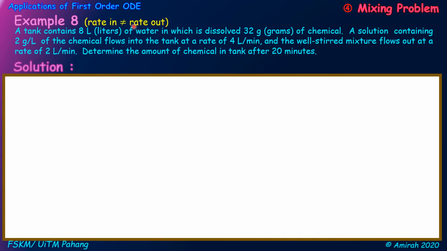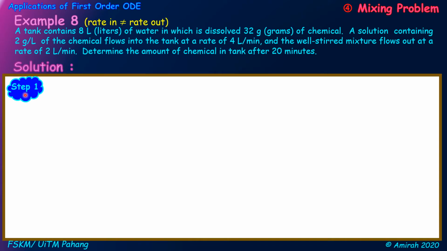In this video, we are going to continue with the mixing problem under example 8, rate in not equals to rate out. A tank contains 8 liters of water in which is dissolved 32 grams of chemical. A solution containing 2 grams per liter of the chemical flows into the tank at a rate of 4 liters per minute, and the well-stirred mixture flows out at a rate of 2 liters per minute. Determine the amount of chemical in the tank after 20 minutes.